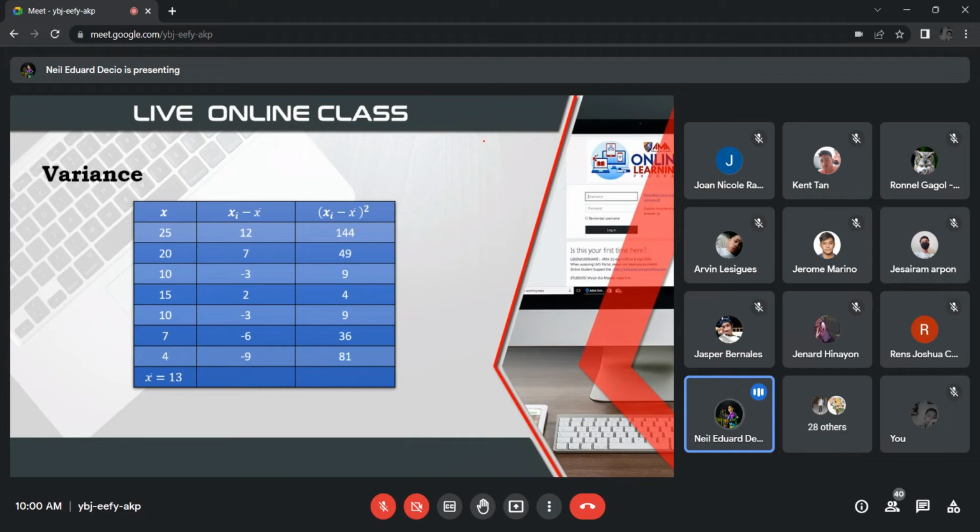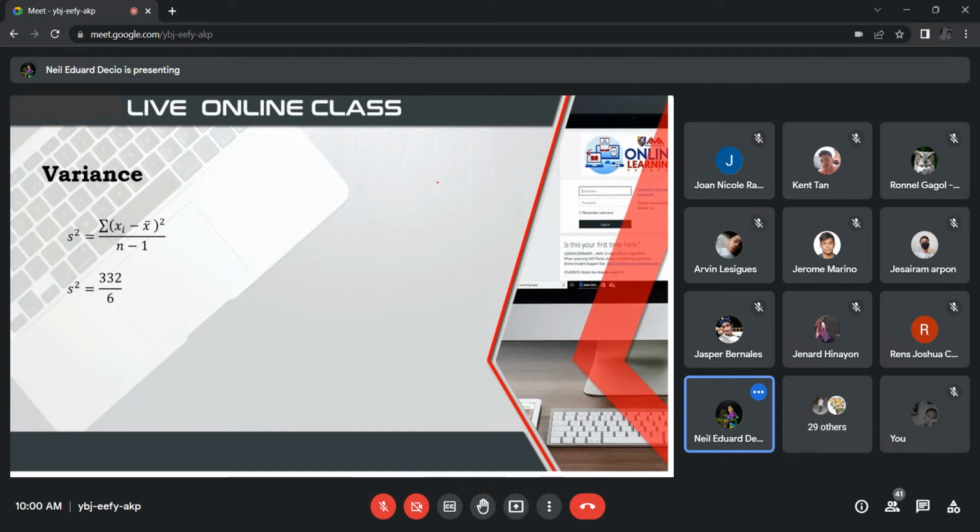So, pag meron na tayong squares of the difference ng xi tapos ni mean, sa third row, pwede na natin silang i-sum up. Kasi pag na-sum up natin sila, that is now the time where pwede natin siyang i-divide by n minus 1, by 6, kasi si n natin is 7 minus 1 is 6. So 332, we divide that by 6. So our variance is 55.33. So yun, that's just how we solve for the variance of a given data set.